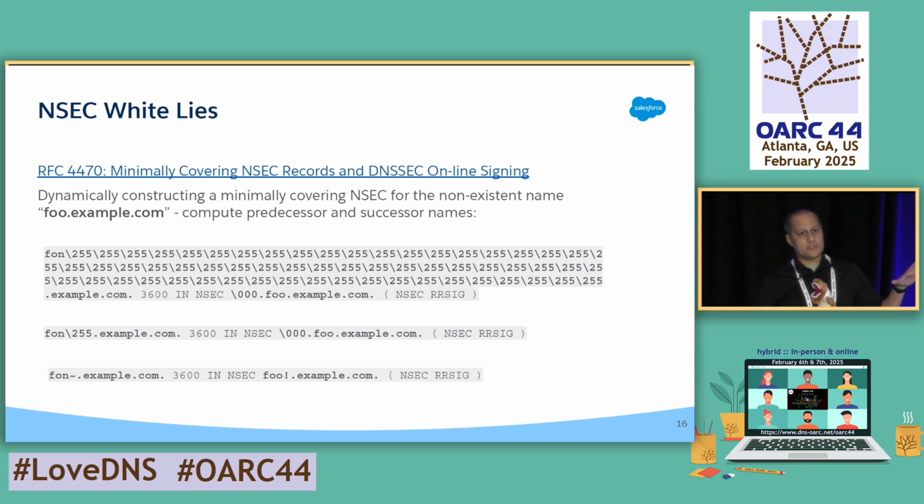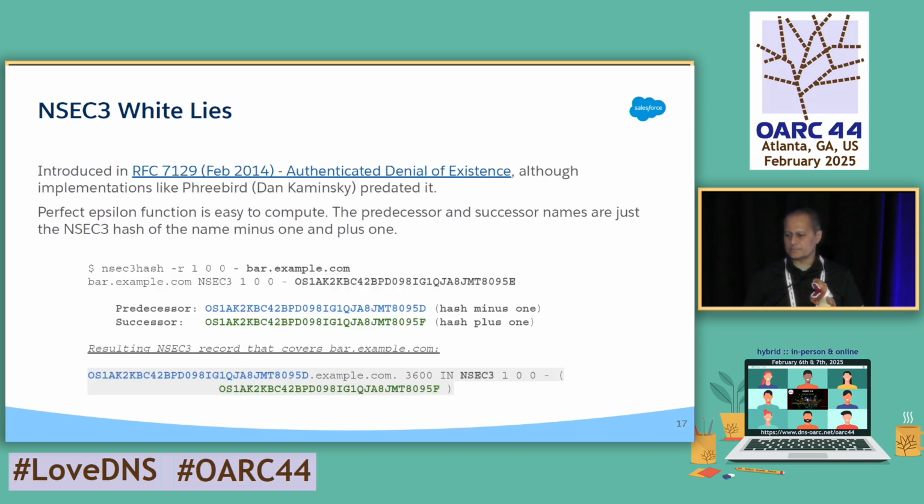But the thing I wanted to point out is that most implementations don't do this. Approximate epsilon functions are for all practical purposes for most zones good enough, as long as you can ensure that an actually existing name doesn't fall into the approximate span. So I've given two examples at the bottom of the slide, which are approximate and easier to calculate.